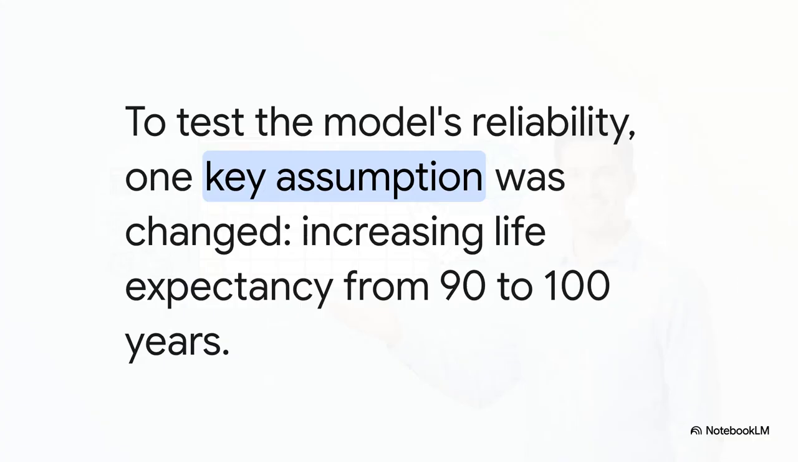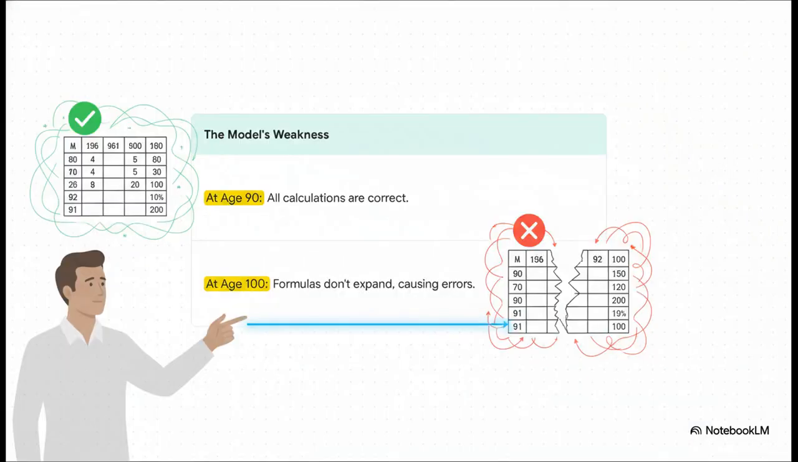So to really put this model to the test, we decided to change one key assumption. We asked a simple question. What happens if I live to be 100 instead of 90? I mean, a really well-built, robust financial model should be able to handle a change like that without breaking a sweat, right? And it broke.